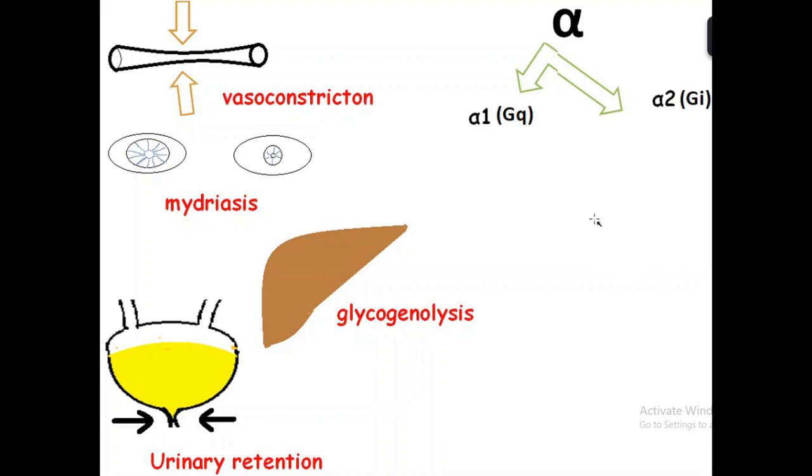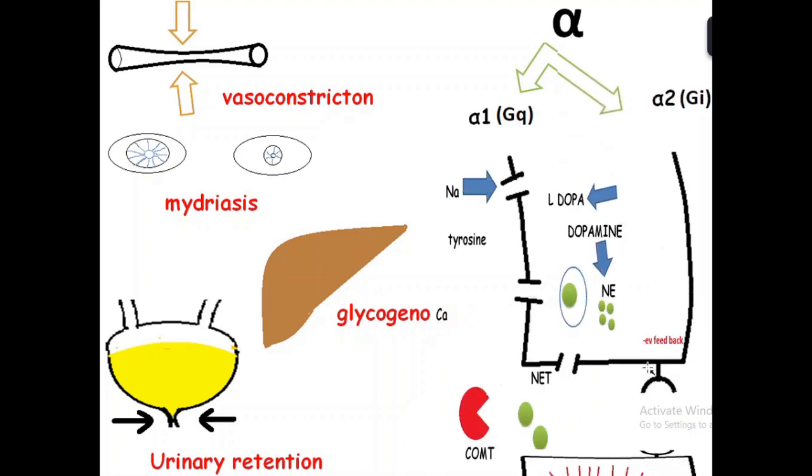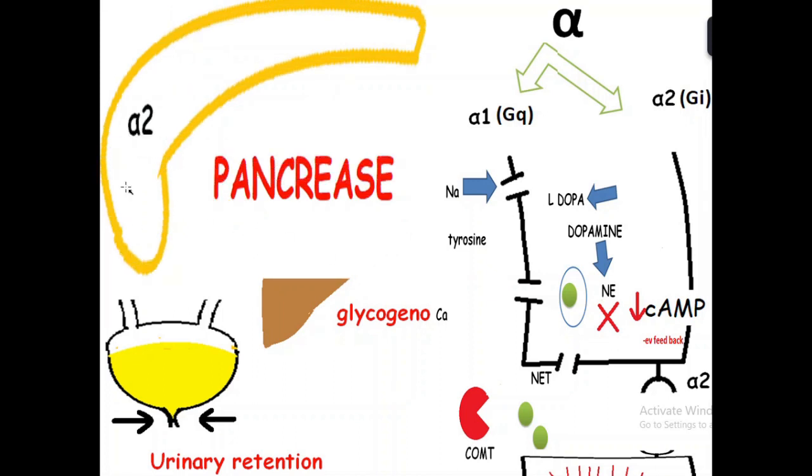Now what about the alpha 2 receptor? Alpha 2 receptors are Gi protein coupled receptors. They are primarily located on presynaptic nerve endings, and when they are activated they cause a decrease in production of intracellular cyclic AMP, which in turn leads to inhibition of further release of norepinephrine. Additionally, alpha 2 receptors can be found on the pancreas, and when activated they lead to a decrease in insulin secretion.